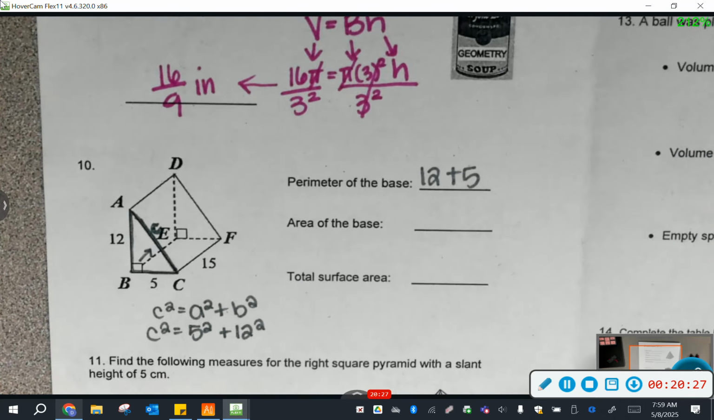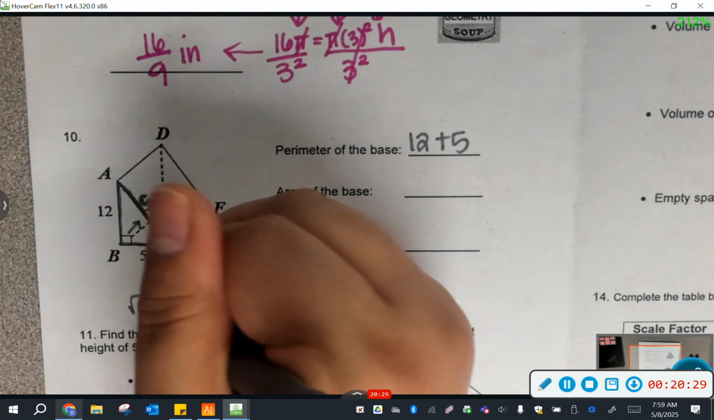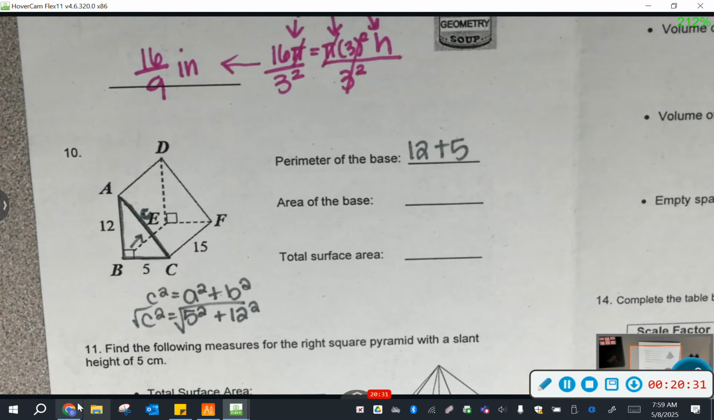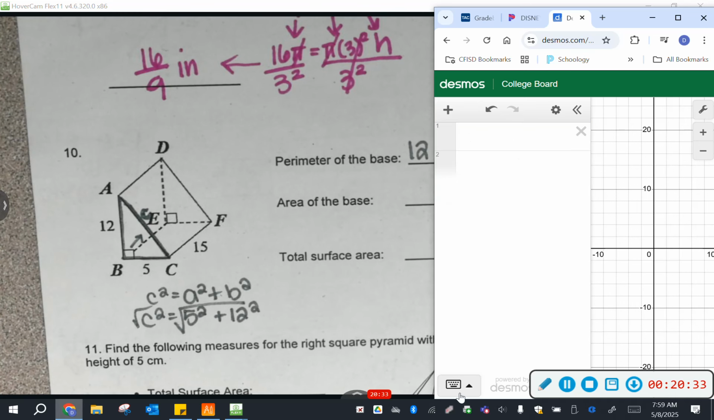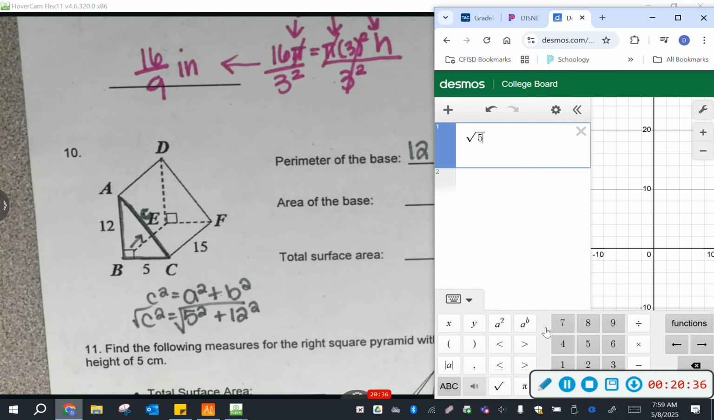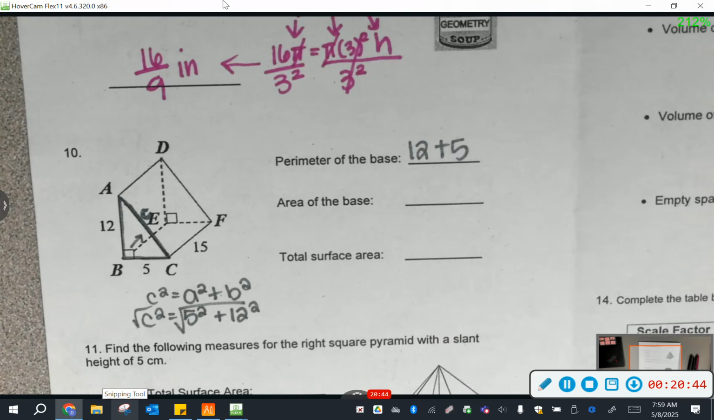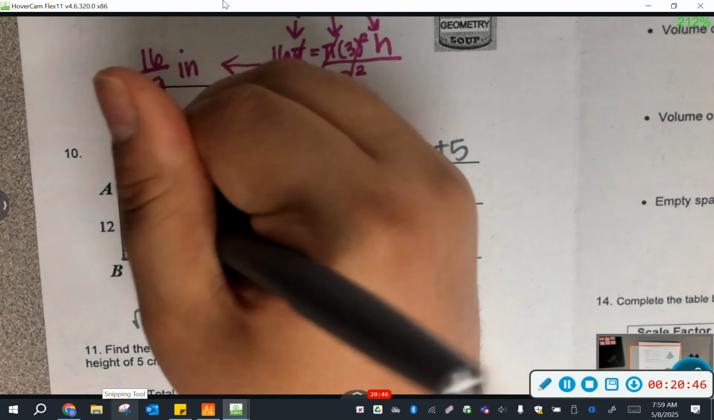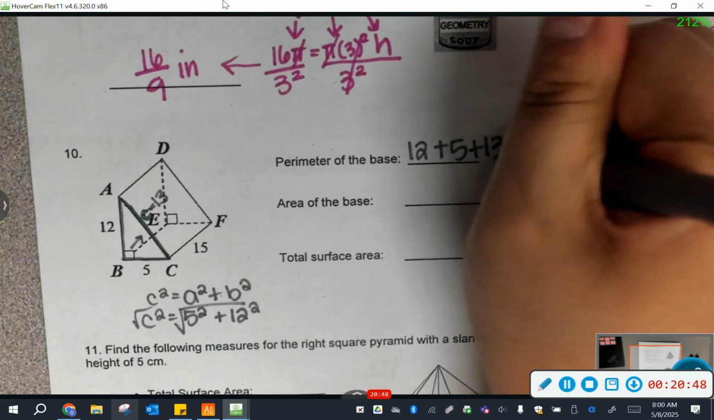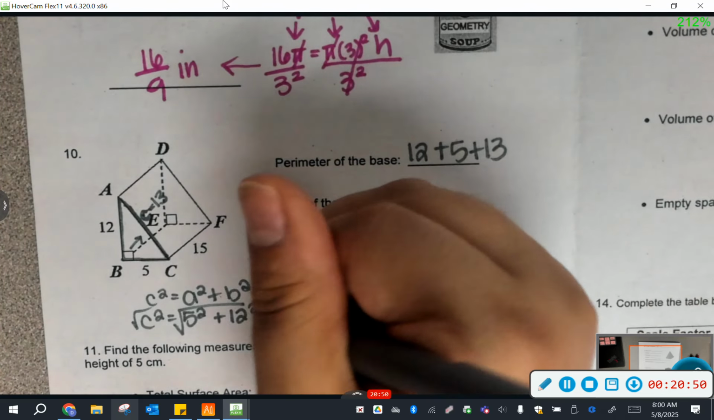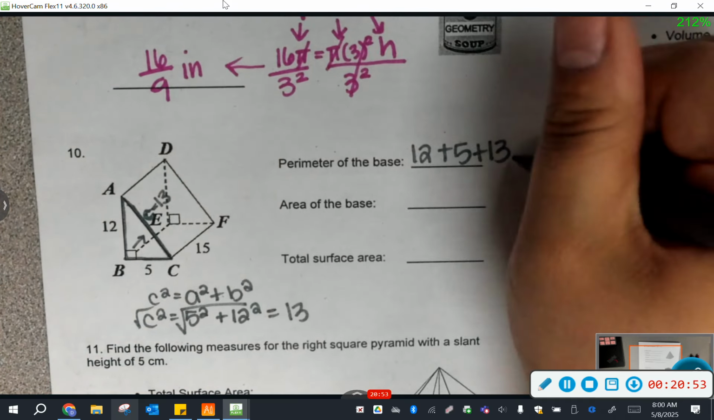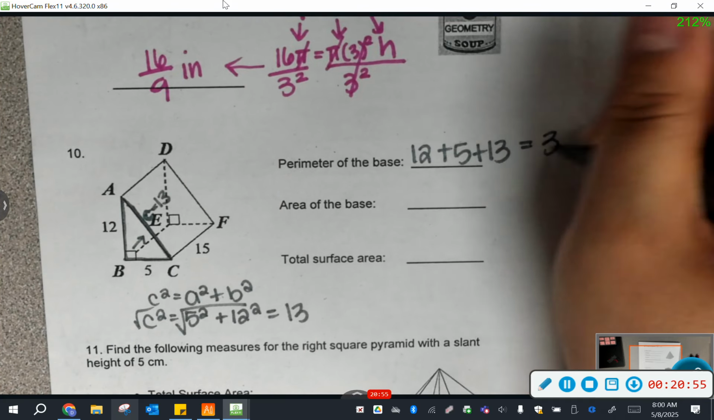And what do I got to do? Square root it. Yep, it'll be in Schoology. Alright, what is 5 squared plus 12 squared? 13. So this side is 13. So what is 12 plus 5 plus 13? 30.